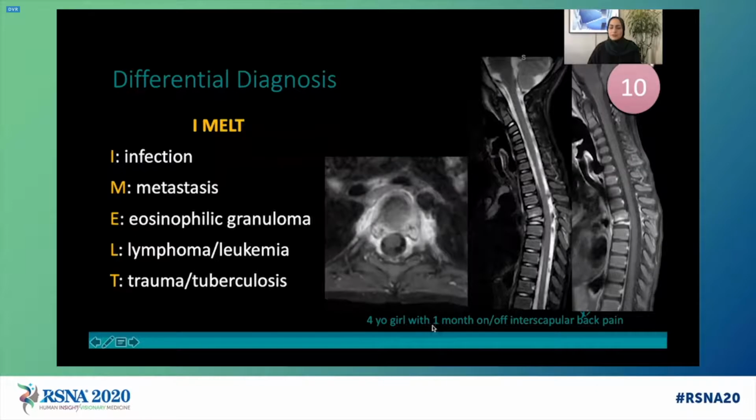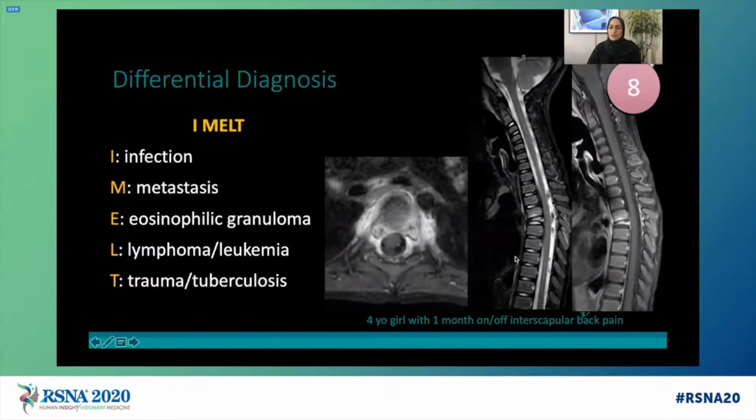This is a 4-year-old girl who comes in with 1 month history of on and off interscapular back pain. She's found by X-ray to have a vertebra plana and referred to MRI, where you see T5 vertebra plana. There's a little bit of signal change involving T4. The end plates look preserved. The disc here looks preserved, whereas the T4-T5 disc appears a bit narrow. And there's quite a bit of inflammatory enhancement, sparing the posterior elements.